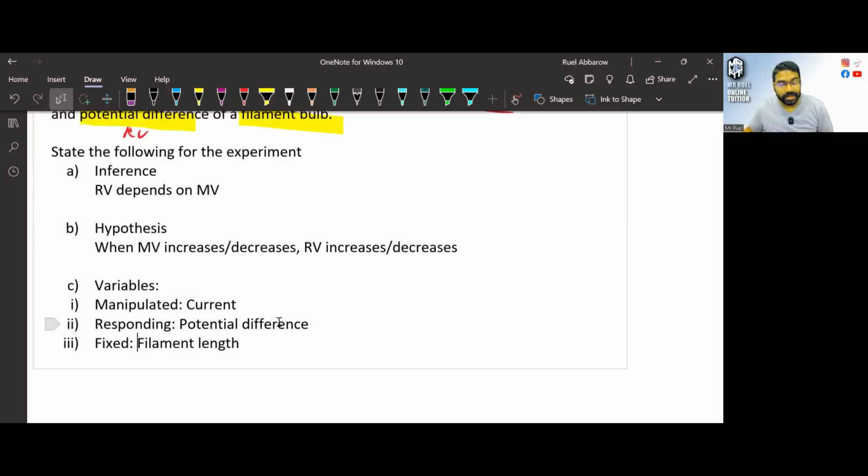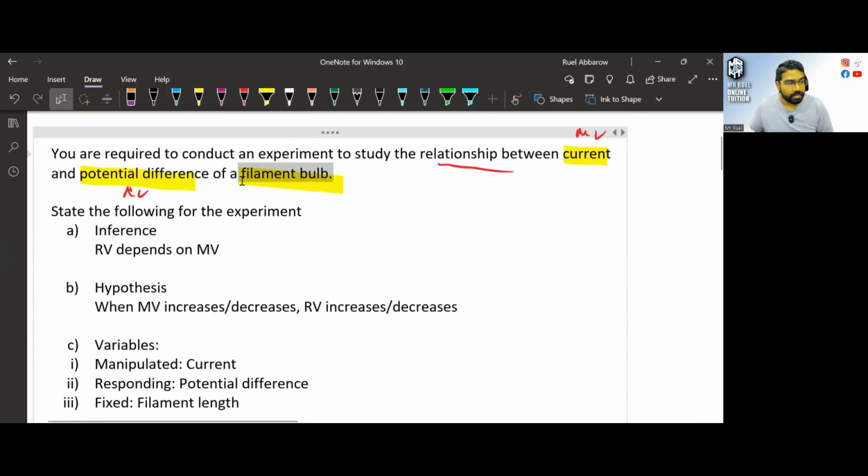Okay, so filament length must be constant. We have our variables, everything done. So now we can answer inference and hypothesis. What is the inference for this particular experiment? What's the RV? You put in potential difference, but be a bit more specific. Potential difference across the filament bulb.